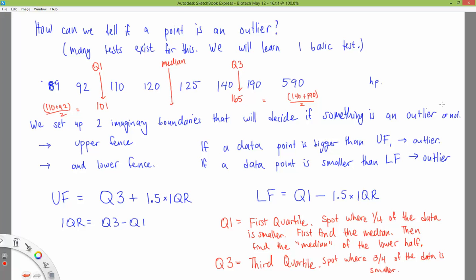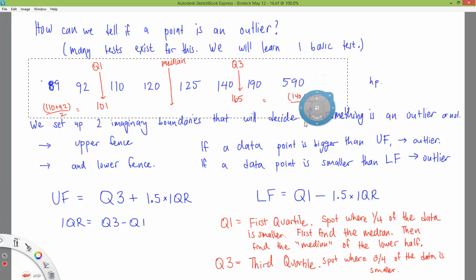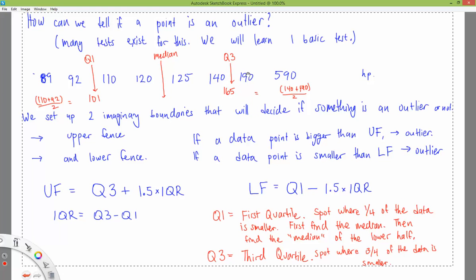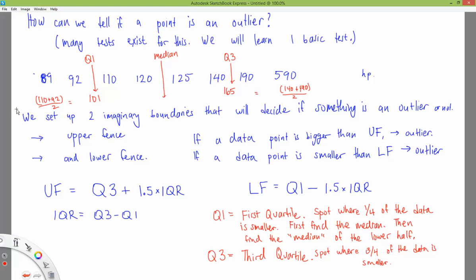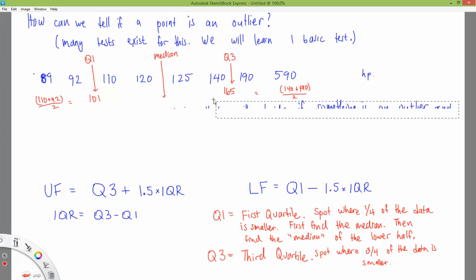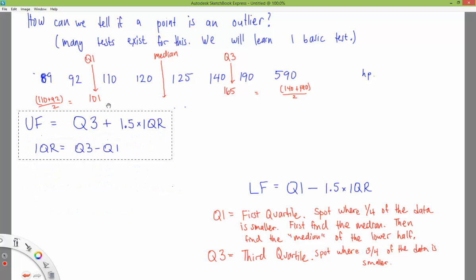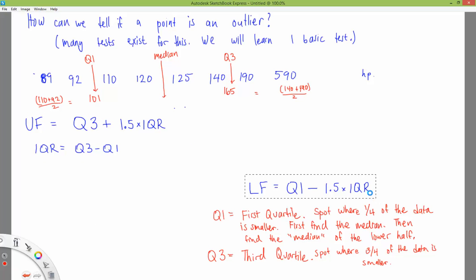Okay, so let's take this and copy and paste it. Let me take this, and let me just clear this out. And then let me move this up. So using these things, we're going to decide what the fences are.